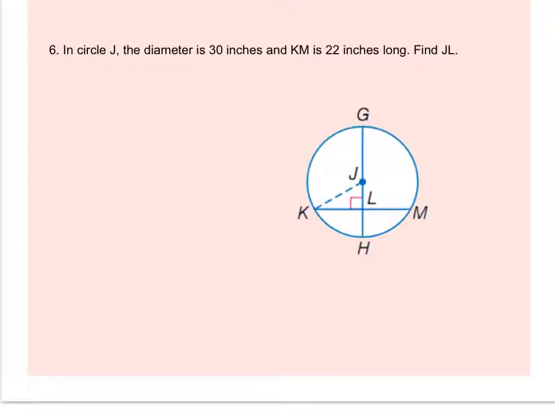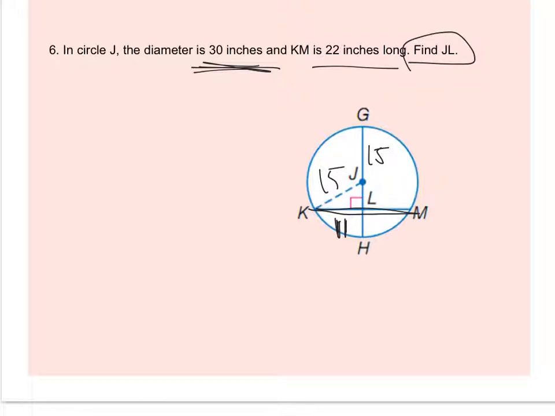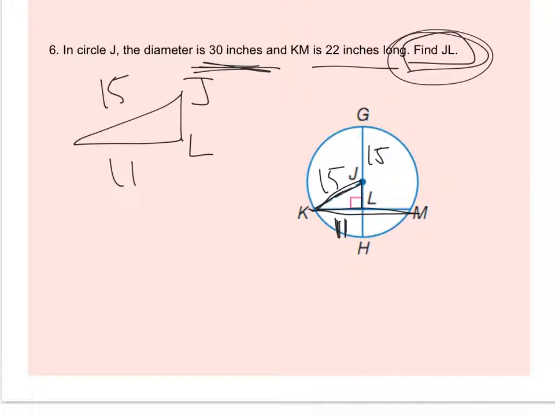So circle J, the diameter is 30 inches. KM is 22 inches long. Figure out JL. Okay, so diameter is 30 inches. That means the radius would be 15 because the radius is always half a diameter. KM is 22 inches long. If I cut it in half, that makes that 11. So that makes this 15 because it's still a radius. I went from the center to out. But now if I look, this is a right triangle, this is 15, this is 11. The remaining side is JL, which is exactly what I'm looking for.